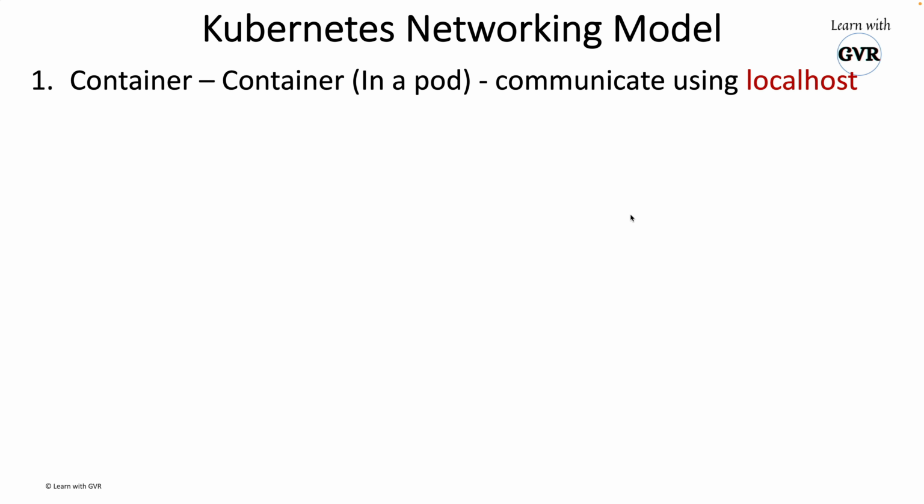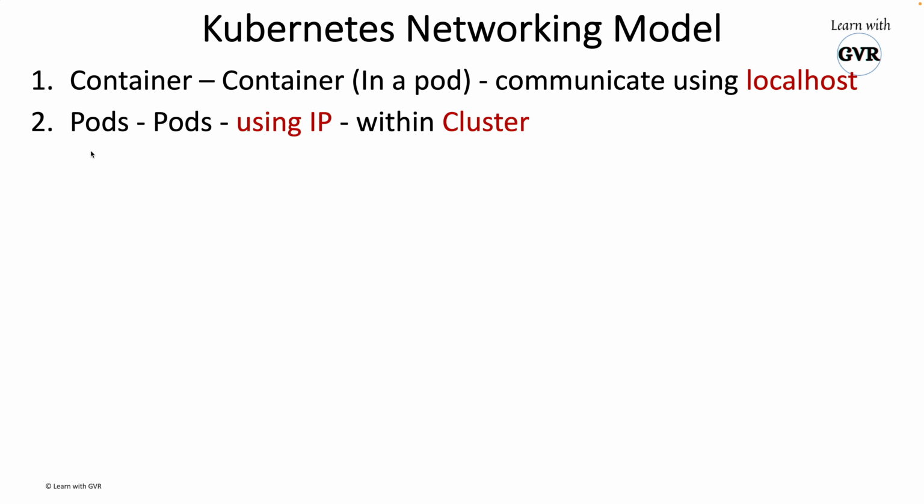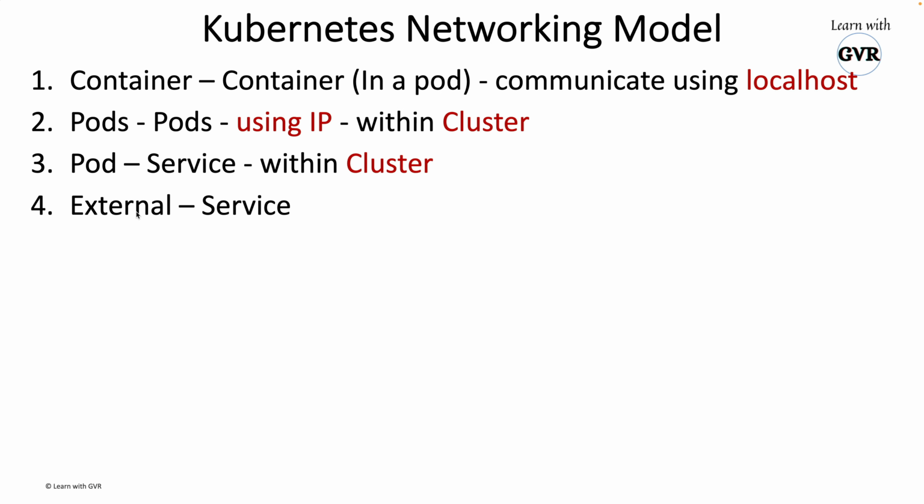Let's recap that. From the Kubernetes networking model point of view, within a pod, container to container communication should happen by using localhost. Second, if two different pods, within the same node or on different nodes in the cluster, communicate, it should be by using IP addresses. Also, pod to service and service to pod communication should happen within the cluster. That's what Kubernetes networking is telling. And any external component should also be able to talk to the Kubernetes service, which is ingress, etc.